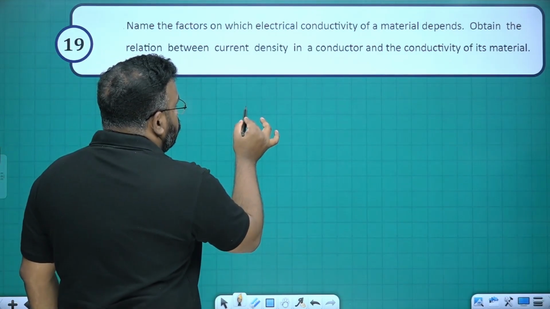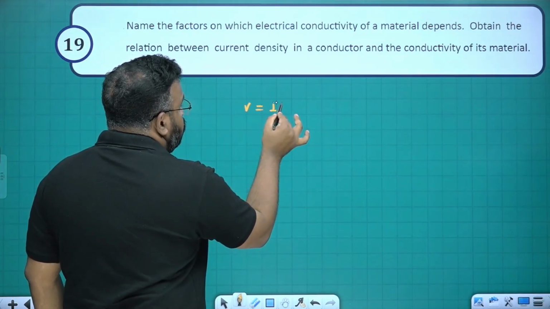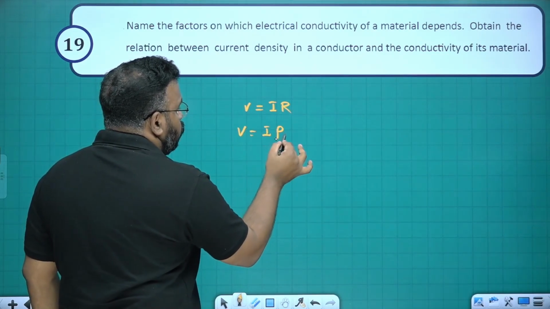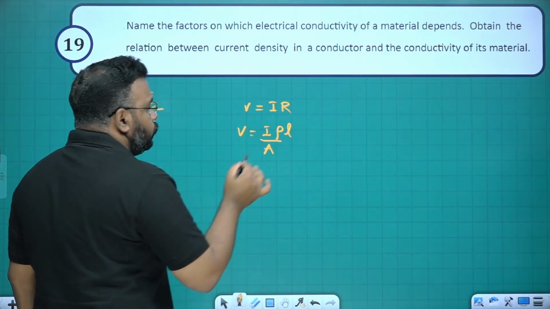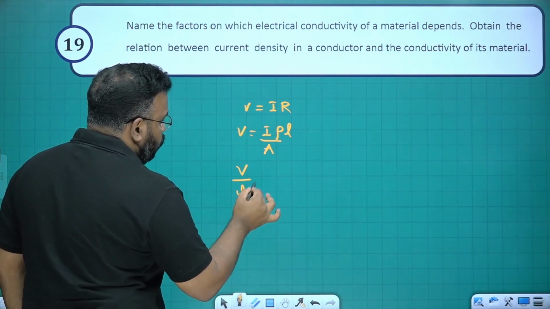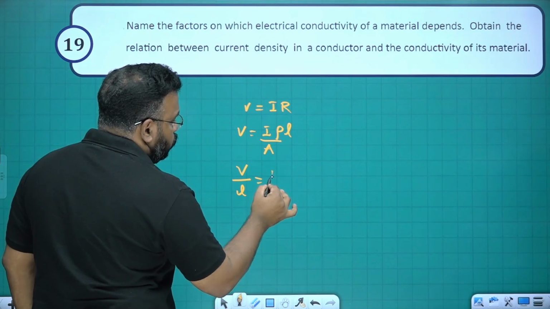We can start with Ohm's law. V is equal to what? I into R. So V is equal to I into R, which is rho L by A. I'm taking L to this side. So we get V by L equal to I by A into rho.